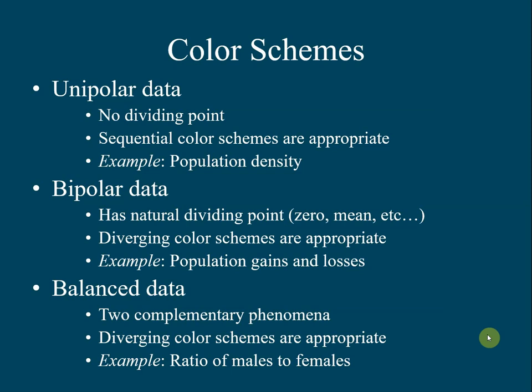Balanced data is when we have two complementary phenomena. So diverging color schemes are appropriate, but we don't necessarily have to have a neutral mean color. We can literally just go from blue to red, no grays in the middle, or whatever two colors you want. An example of this would be a ratio of males to females. If we're showing every county in the US, showing which counties have more males and which have more females, I don't really need a gray because we're not going to be perfectly even anywhere, so I can just use blue to pink to represent all of those.